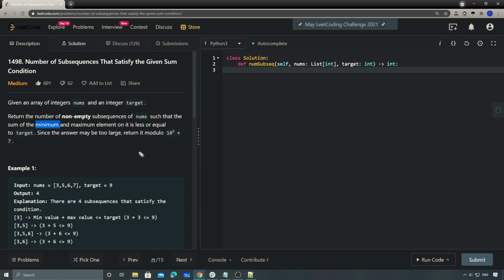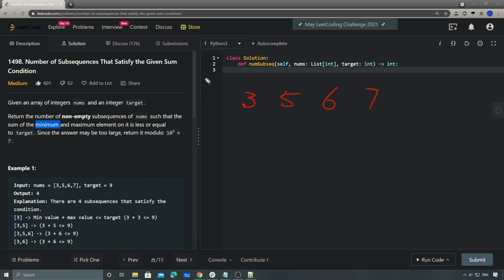And then all we need to know is the ending index for all the subsequences starting from the current one. So what does that mean? It means that, for example, if we have 3, 5, 6, and 7.